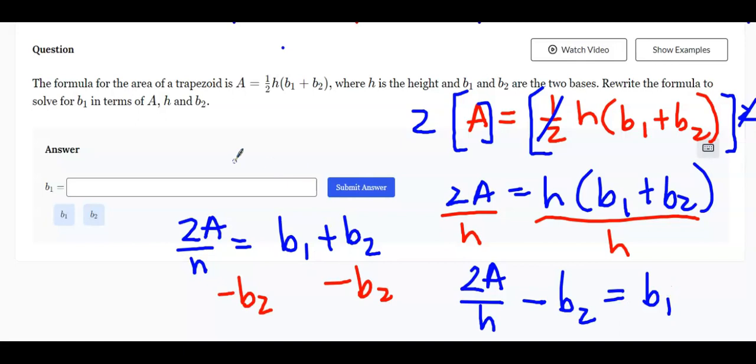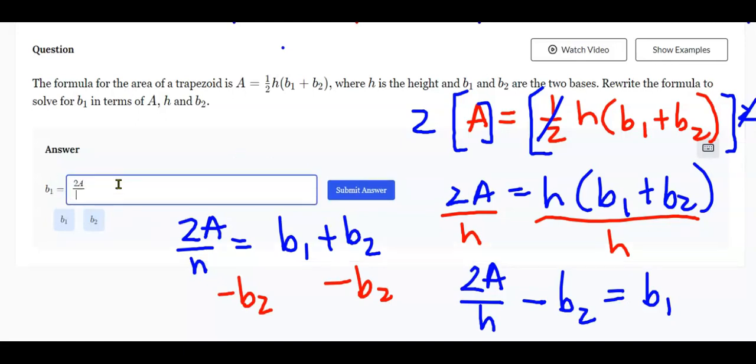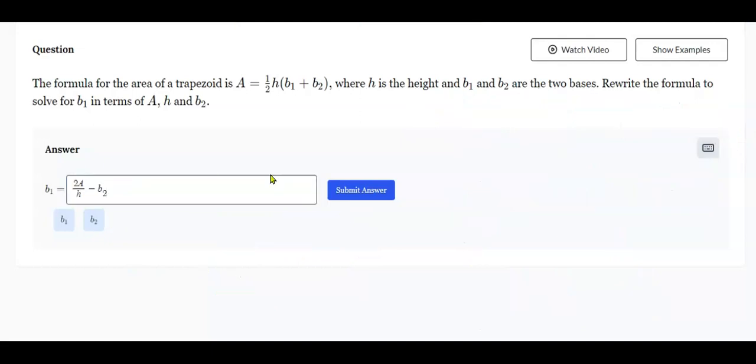So when you're typing that here in the answer box, you can use the division key to get the fraction, and then to type b sub 2, you simply click this button here.